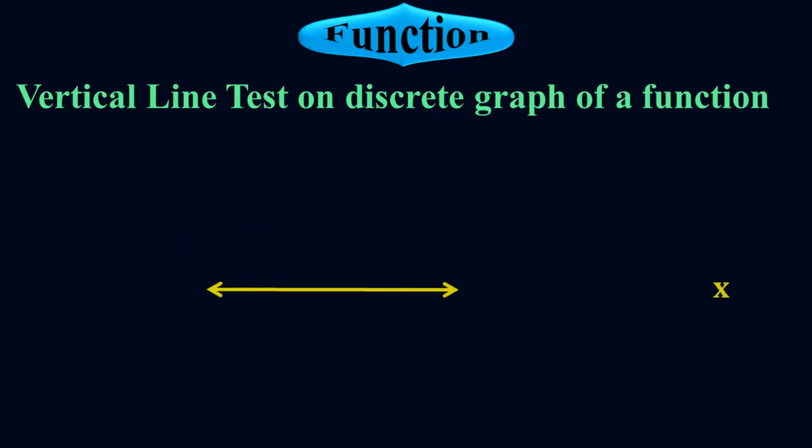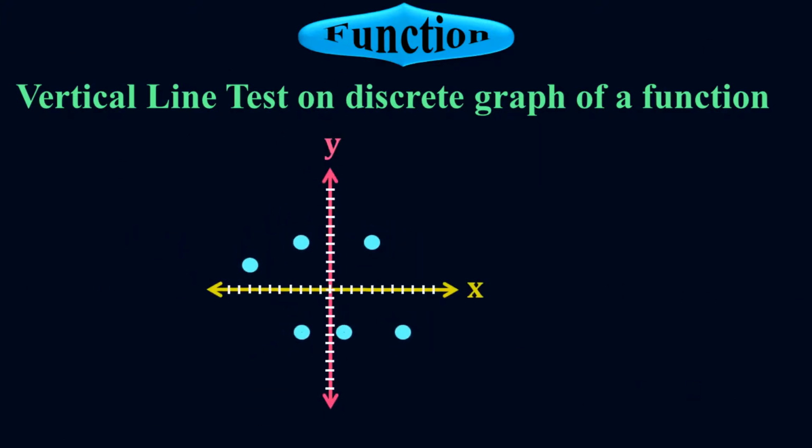If I have one example here where its graph is in this shape, it is a digital graph, a discrete graph or a discontinuous graph, because look, all the points are separated from each other. They are not connected with each other. It is in a digital form. Therefore, it is called a discontinuous graph, a digital graph, or a discrete graph.